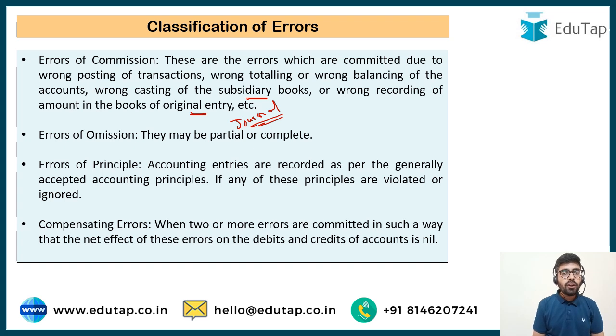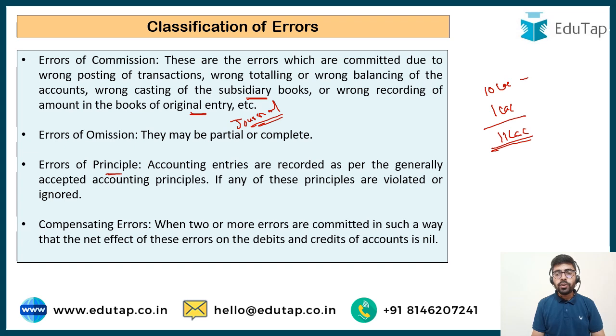Then is the error of principle. Now we have to follow our general accounting principles. If we do not follow those principles, we are going to make an error of principle. For example, you bought a machine worth rupees 10 lakh. You spent 1 lakh on its installation, transportation, etc. You had to record the machine at 11 lakh.